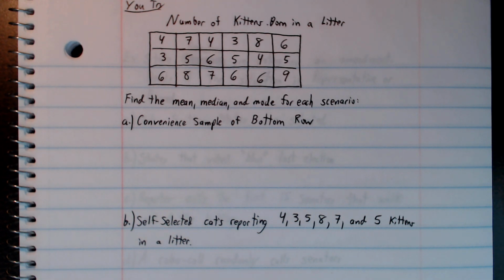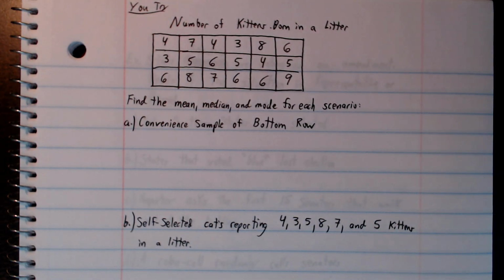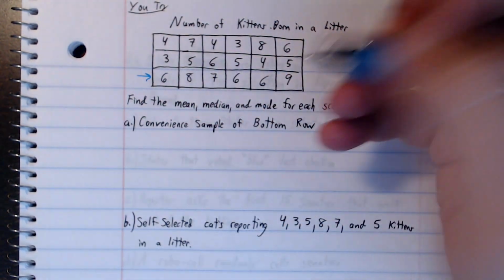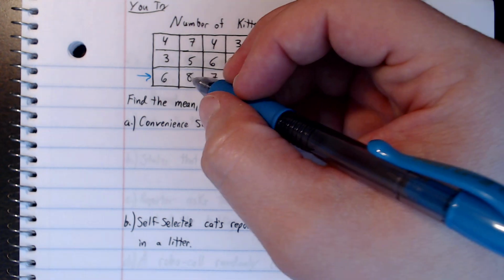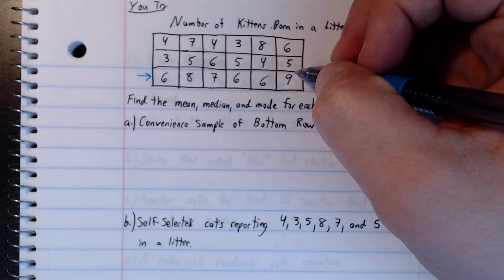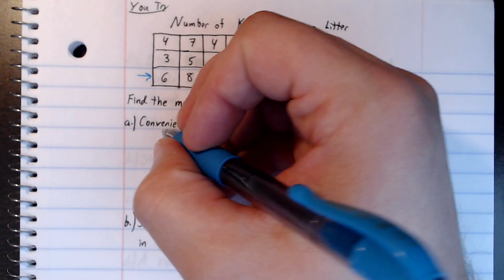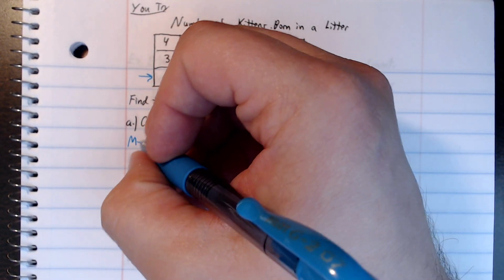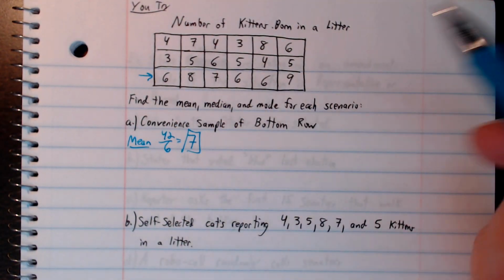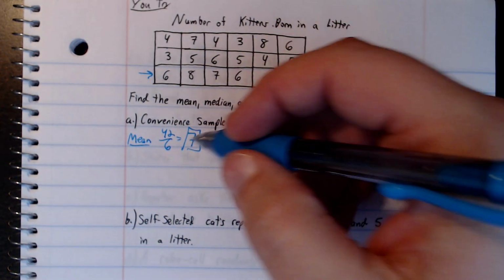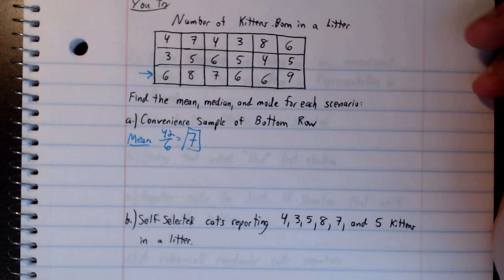All right. So let's see. We're talking about the number of kittens born in a litter, and we have all this information to work with. Convenience sample, the bottom row. So here's the bottom row. 1, 2, 3, 4, 5, 6 total. So if we add 6 plus 8 plus 7 plus 6 plus 6 plus 9, it's 42. That is 6 total. So we get a mean average of 7 kittens just from that bottom row. So out of this whole population, this sample, we have an average of 7 kittens. That's not a terrible number of kittens being born.